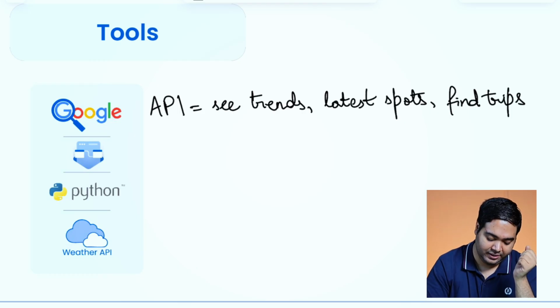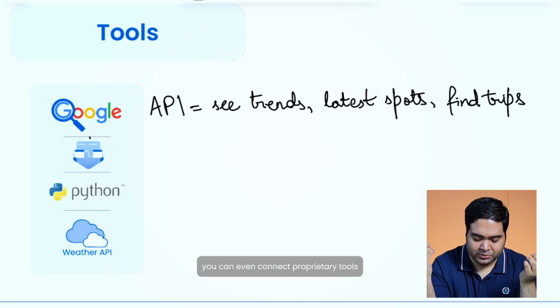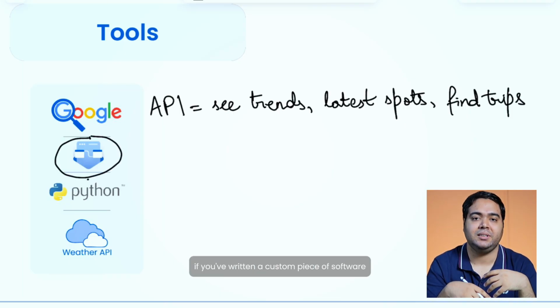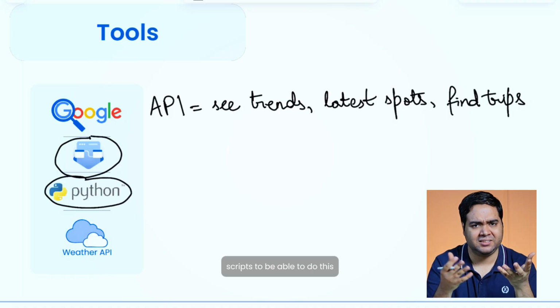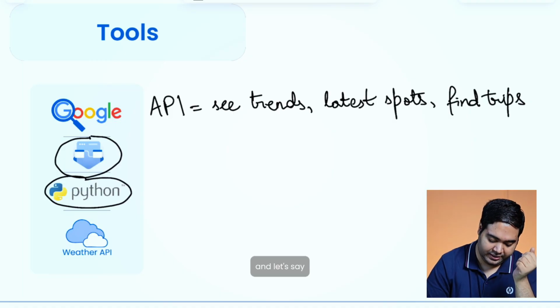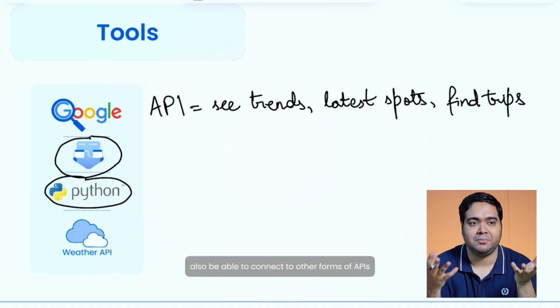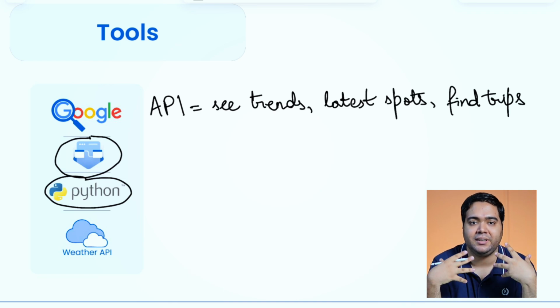So for the agent to be able to do all of this, it needs access to those certain APIs. You can even connect proprietary tools, things like if you've written a custom piece of software, you can connect that to the LLM. A lot of people use Python scripts to be able to do this. And let's say the agent should also be able to connect to other forms of APIs, tools, and things like that.